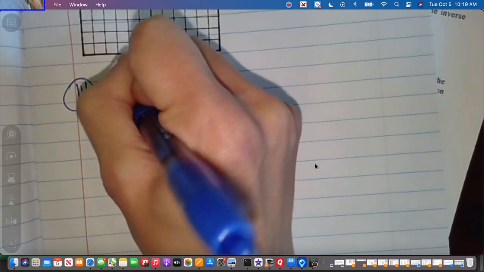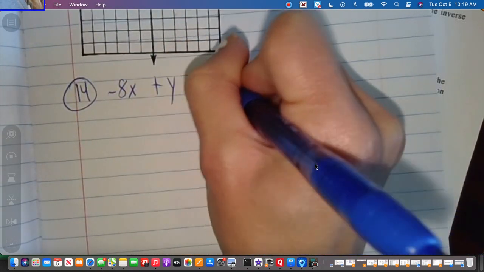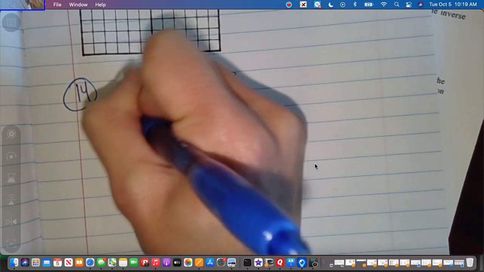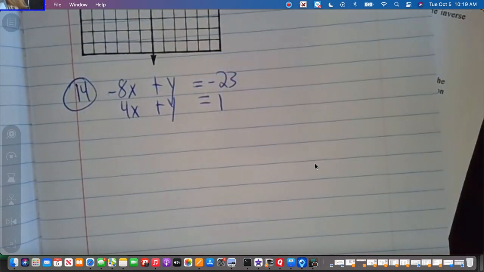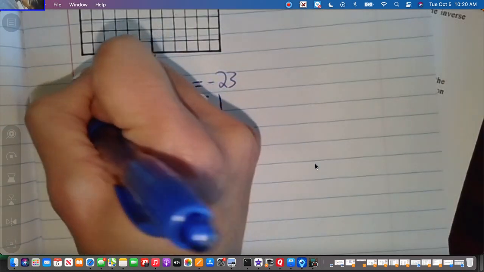Number 14. Negative 8x plus y equals negative 23. 4x plus y equals 1. How do y'all want to solve this? Substitution? I would just pick elimination. Let's pick elimination. So we're going to subtract them.